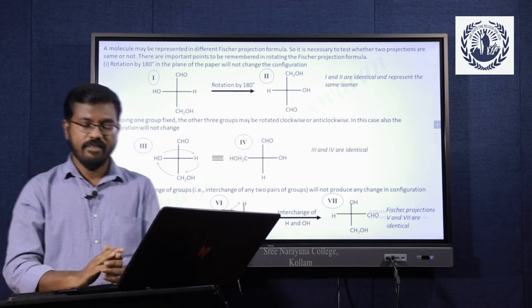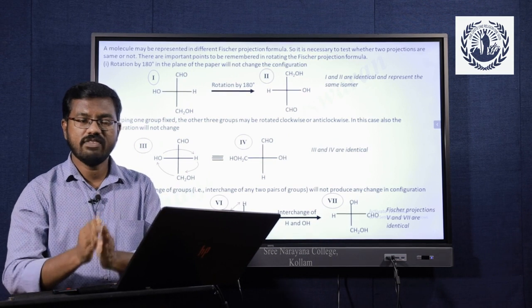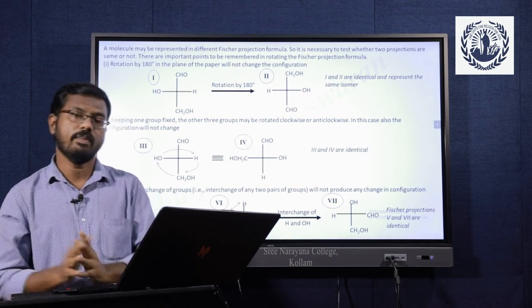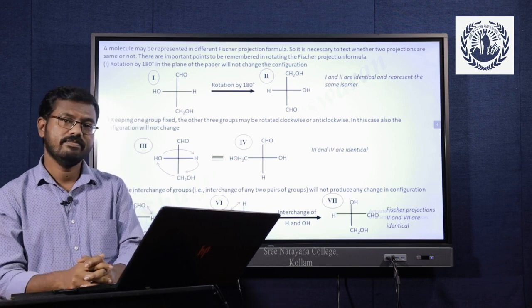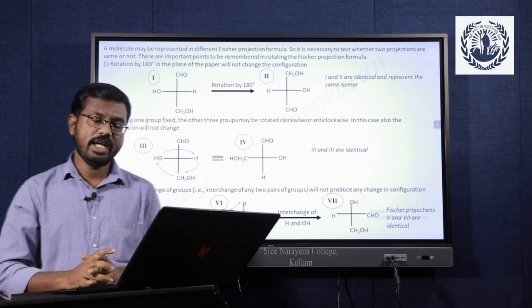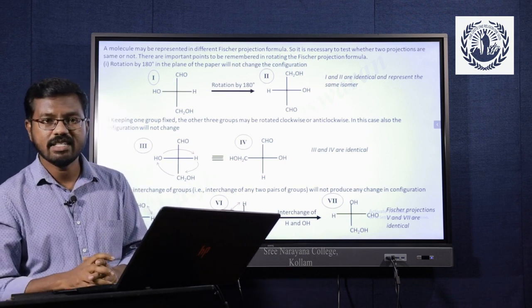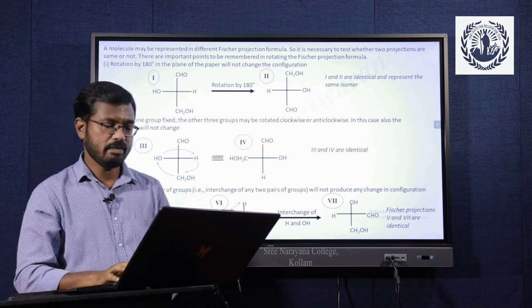Now, we can represent the same molecule with different Fischer projection formulas. So, how can we do that? There are some ways to do that. The first one is rotation by 180 degrees in the plane of the paper. Okay. So, I have shown some examples here.